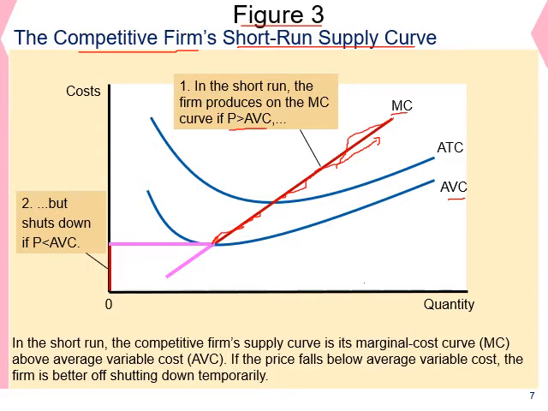But if the price is below the average variable cost, any price below the average variable cost, the firm will shut down, and the production will be nothing, and the cost will be the fixed cost. You can see that if price falls below the average variable cost, the firm is better off shutting down temporarily.